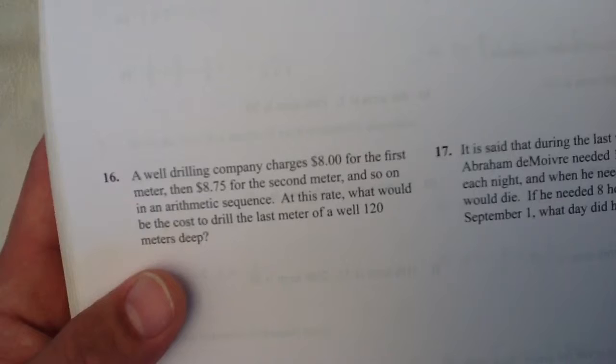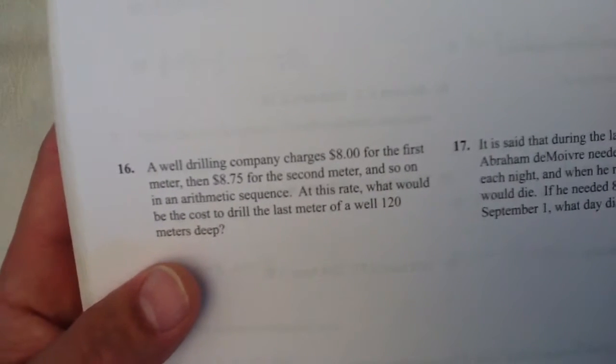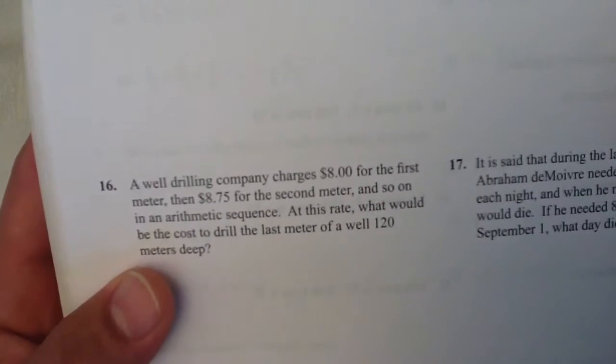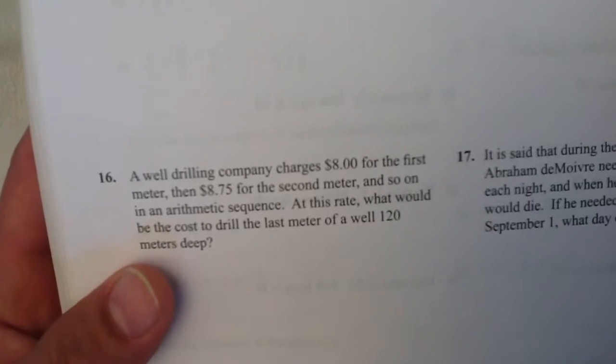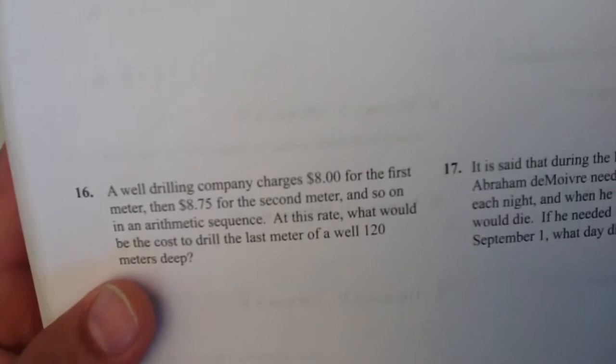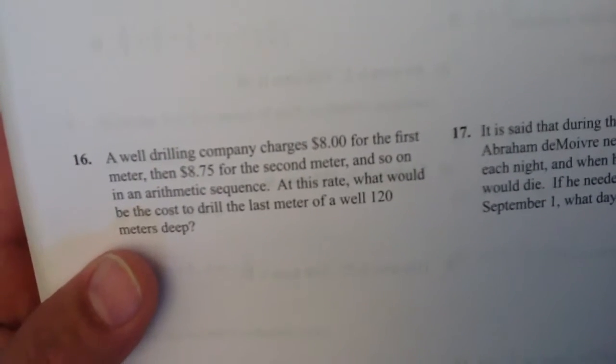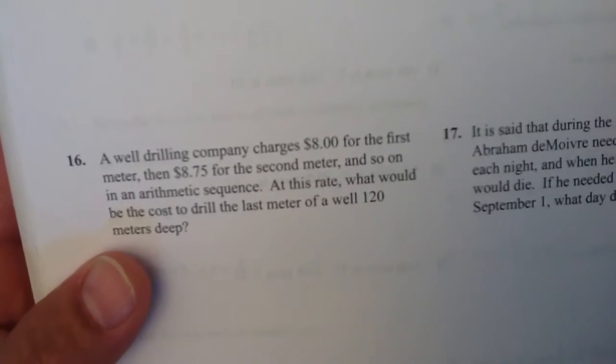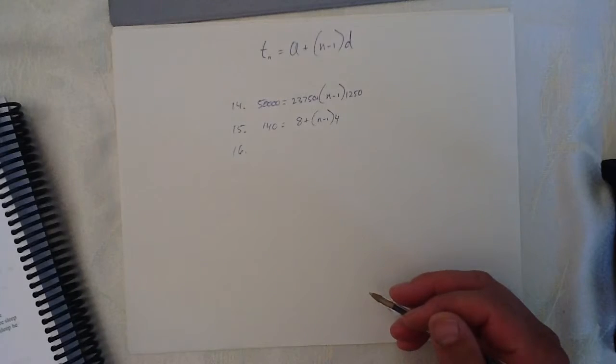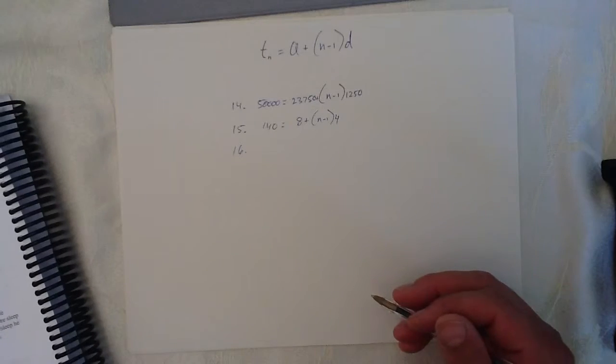A well drilling company charges $8 for the first meter, $8.75 for the second meter, and so on in an arithmetic sequence. Ooh, they're tricky. They don't actually tell you what D is. You have to calculate it by going 8.75 minus 8. At this rate, what would be the cost to drill the last meter of a well 120 meters deep?